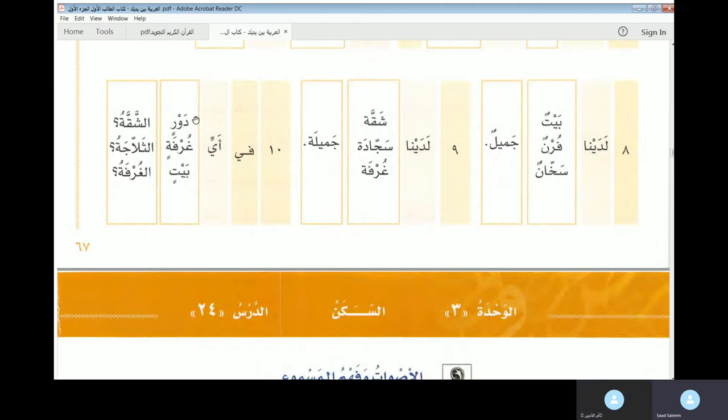In which floor is the apartment? In which room is the refrigerator? In which room is the water heater? No. The refrigerator? Yes, refrigerator.